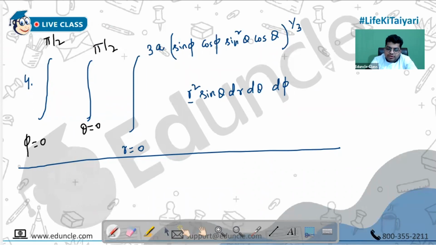You can solve the integral now. And the answer is 9/2 a cube. This is the spherical coordinate.